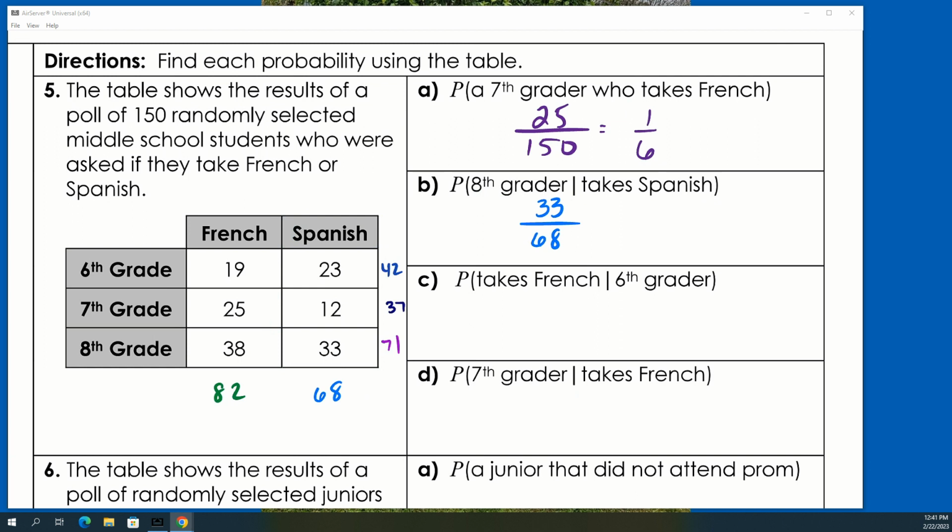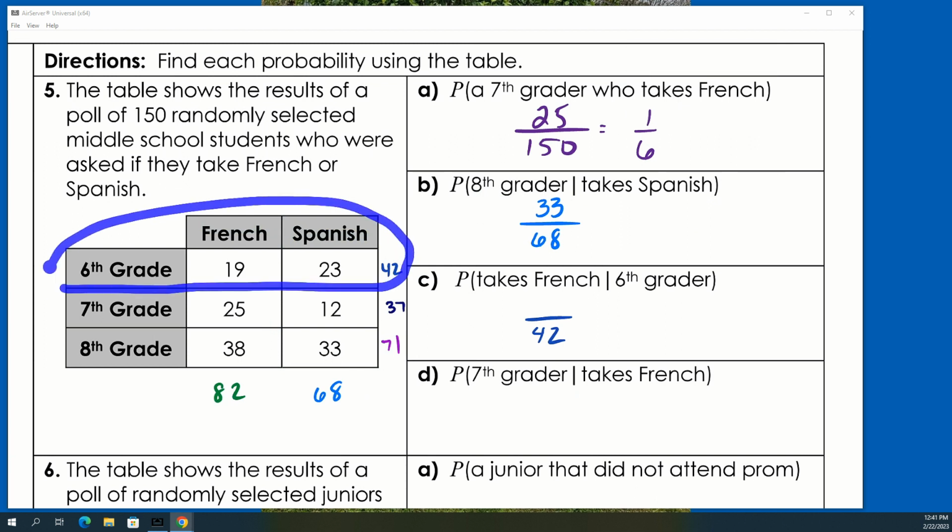All right. Let's look at C. So we want the probability of selecting someone that takes French, given that they are a 6th grader. So who do we care about? The first thing that we care about is 6th graders. So we're going to look at all the 6th graders. And out of all the 6th graders, there are 42 of them. All right, so we're still looking at them. And then what we want now is how many of those 42 take French, and it's 19. And that doesn't reduce either.